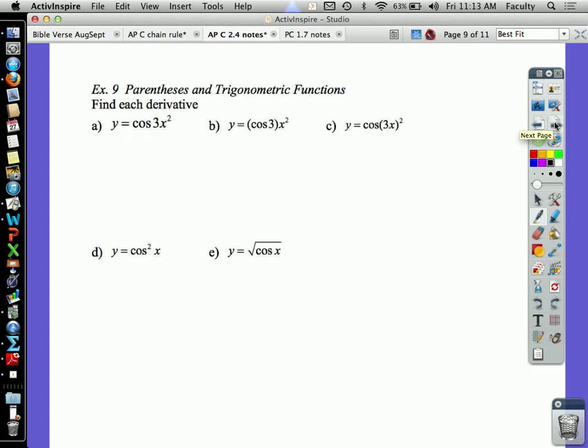All right, in example 9, it says where you're putting your parentheses. So in letter A, the 3x squared is inside the cosine. So this is going to be negative sine 3x squared times the derivative of the inside, which is 6x. So to tidy that up, I would get negative 6x sine 3x squared.